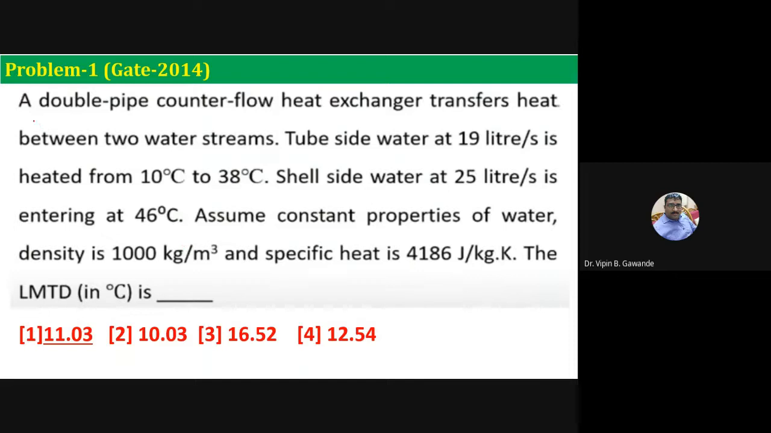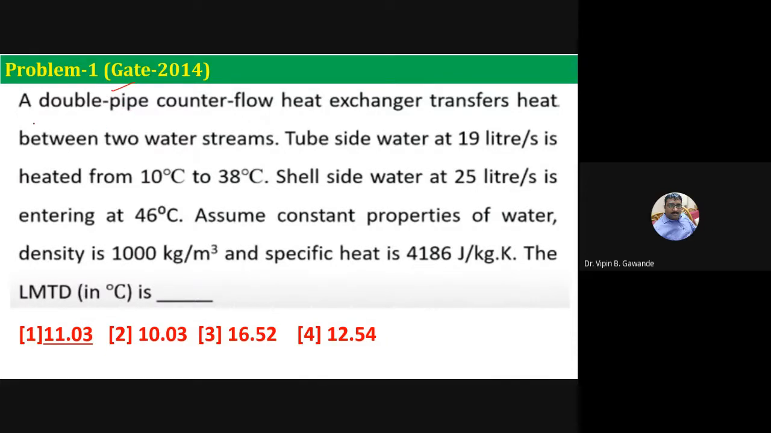So this much theory you require for the LMTD: the diagrams for parallel flow, counter flow, condenser, evaporator, and these formulas. Only this much formula is sufficient to solve the problems. Now let us discuss this one. Read the problem. This is from the GATE examination, 2014, but the same type of problem will be repeated from now onwards.